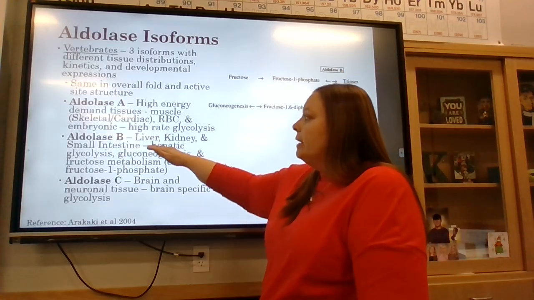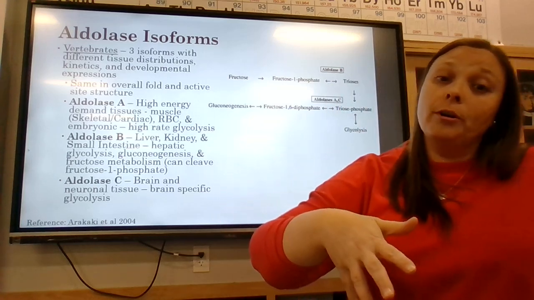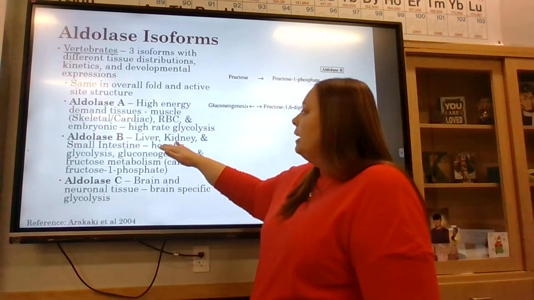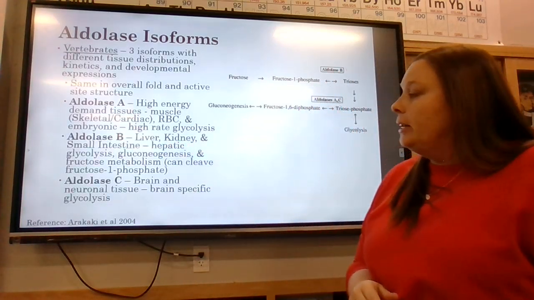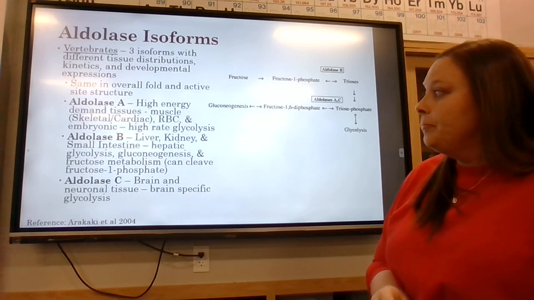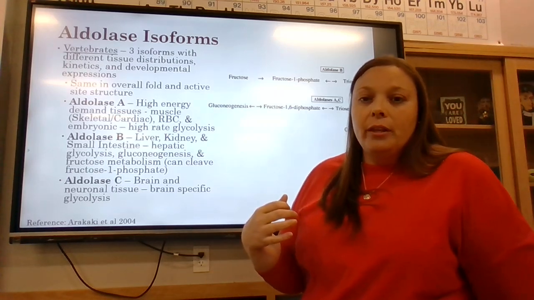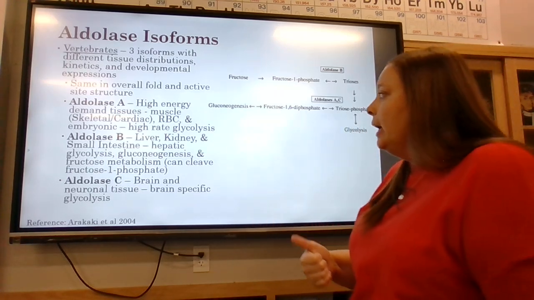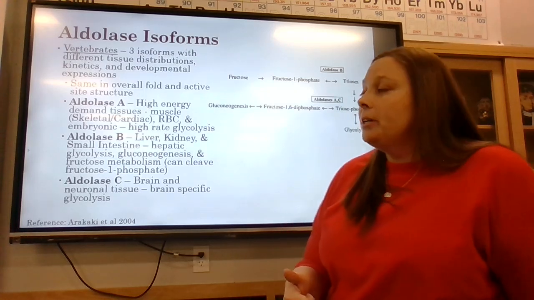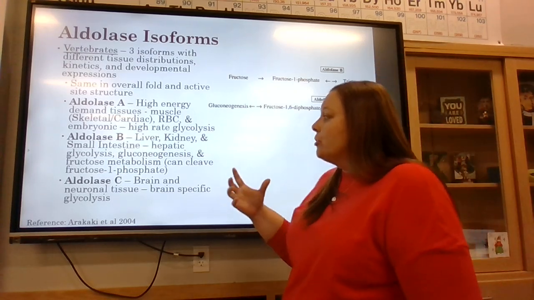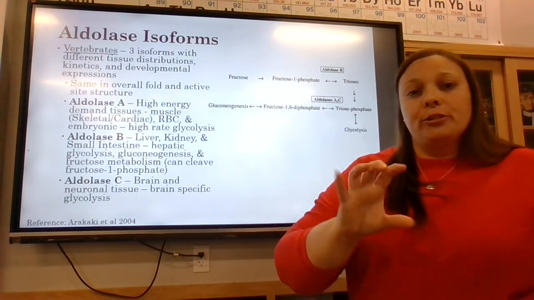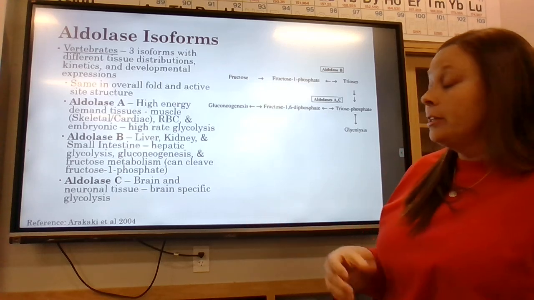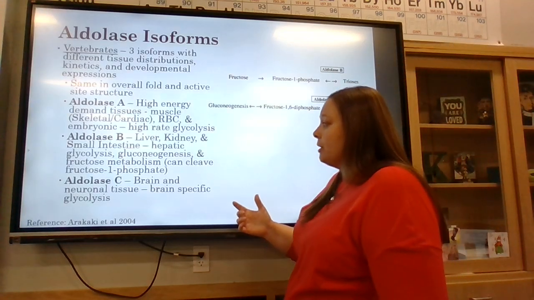Aldolase B is what we're also going to talk more about a little bit later. It is found in liver, kidney, and small intestine. It deals with liver glycolysis as well as gluconeogenesis that takes place in the liver, and also some fructose metabolism. As we know, fructose can also be converted to glucose through a series of chemical reactions.